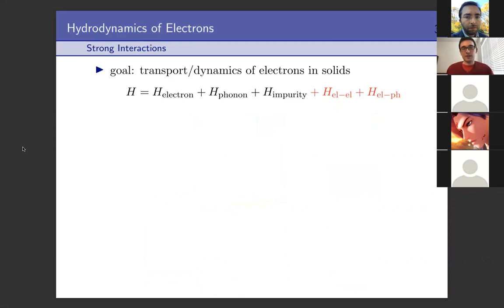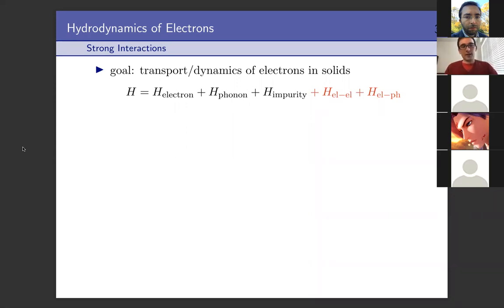Okay, so maybe I can begin by introducing the broader problem that we were motivated to understand when we first started thinking about hydrodynamic flows in electron fluids. The bigger picture that we had in mind is a new framework, or a new way of thinking, about strongly correlated electrons and their transport and dynamical properties in solids.